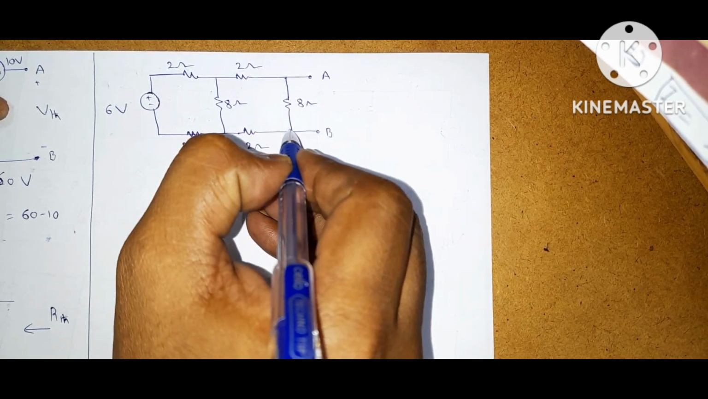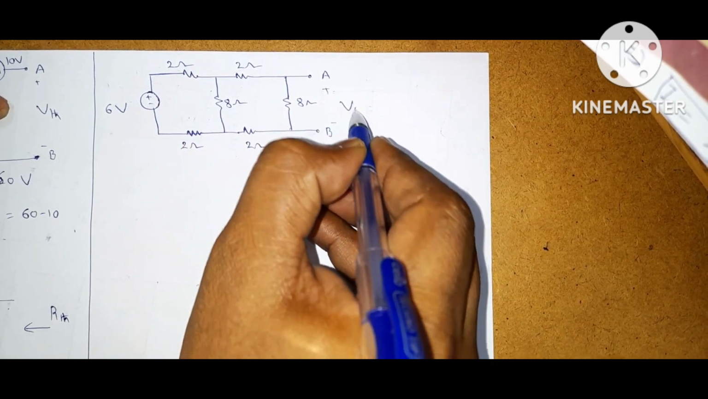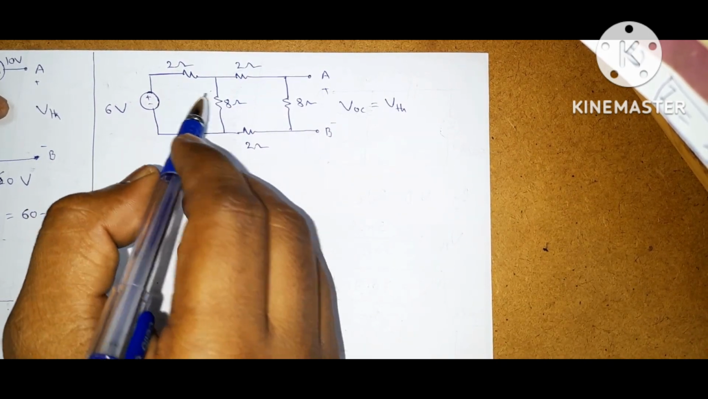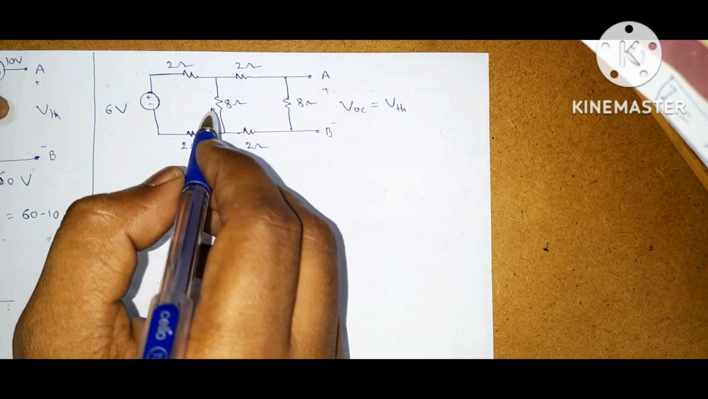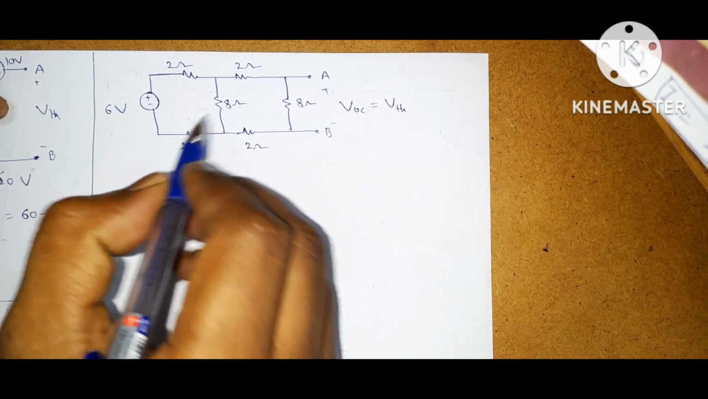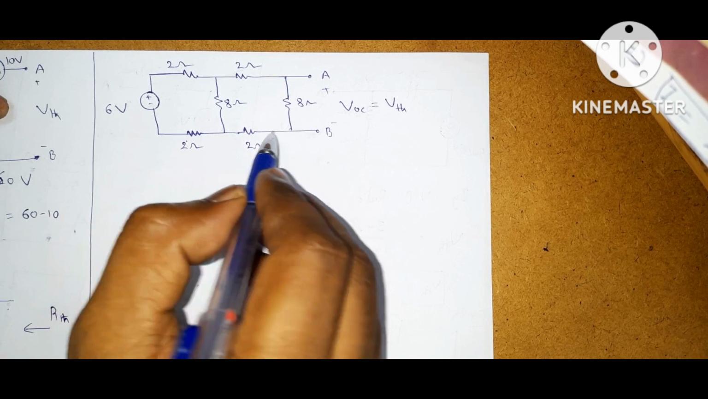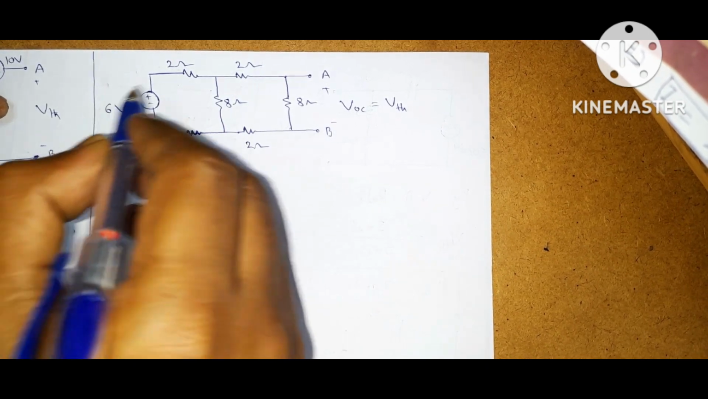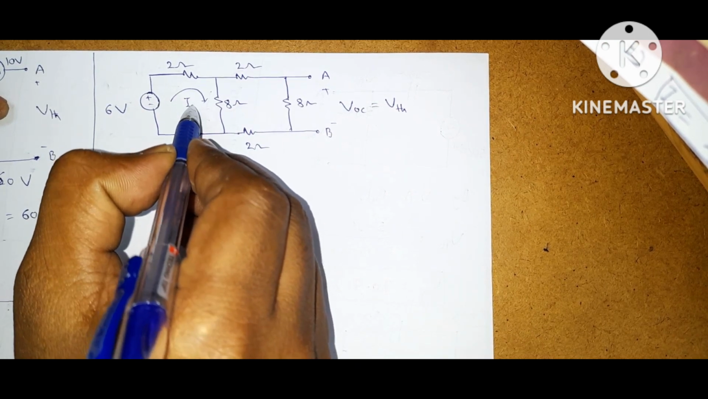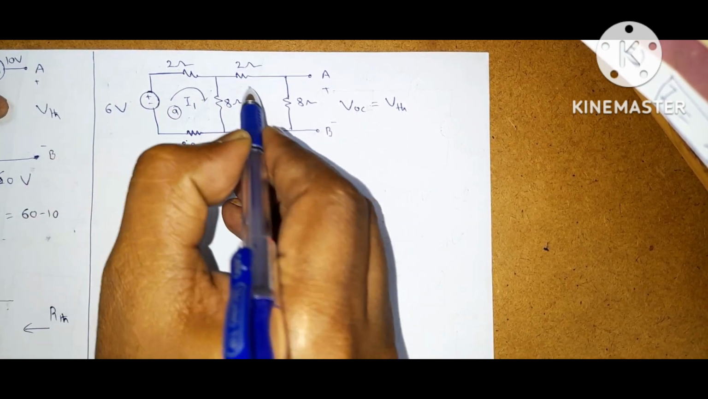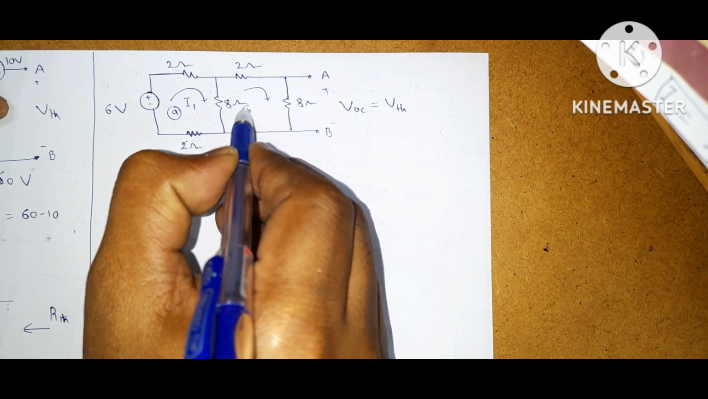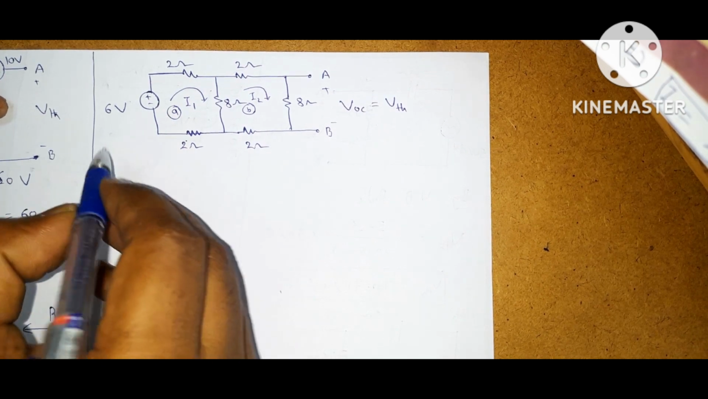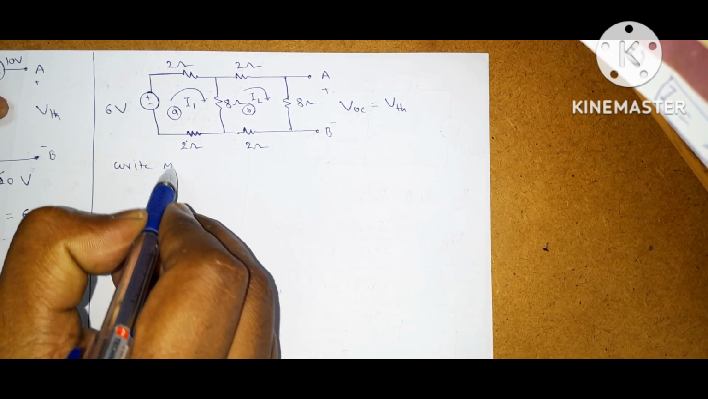So the voltage across the 8 ohms will give the Thevenin voltage, that is equal to VOC. You can apply either nodal analysis or mesh analysis. If you apply nodal analysis, be careful with this 2 ohm resistor and this 2 ohm resistor because these are connected to ground, that is at the lower terminals. So it is better to apply mesh analysis. Let this be loop A with loop current I1, and let this be loop B, with loop current I2.